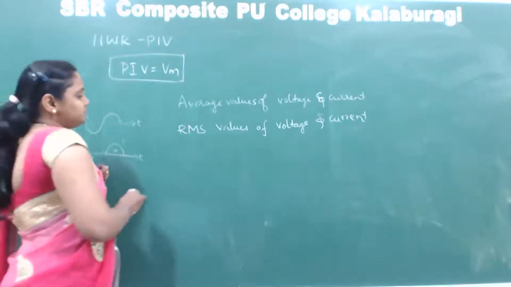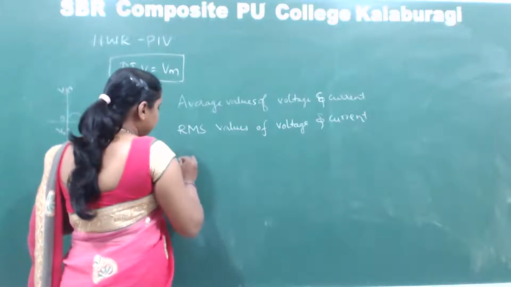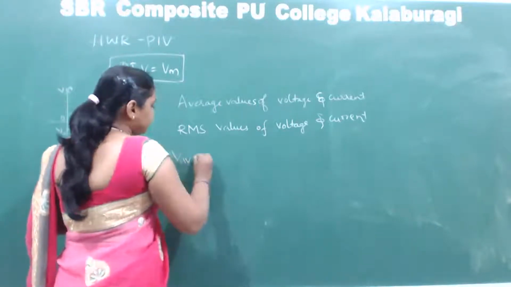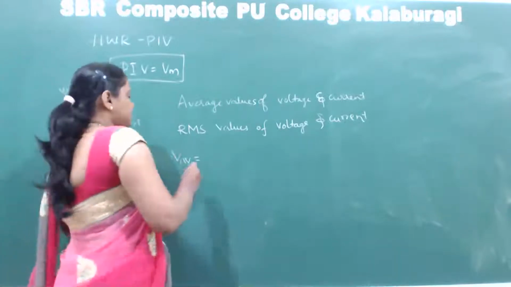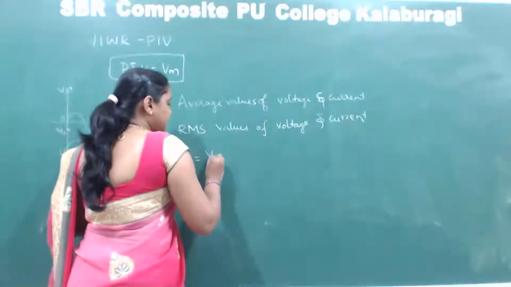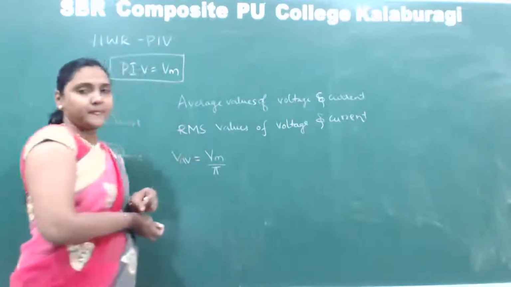So first we will see the average values. Here we will see V average, which is normally given by Vm by pi, and here also it will be Vm by pi.